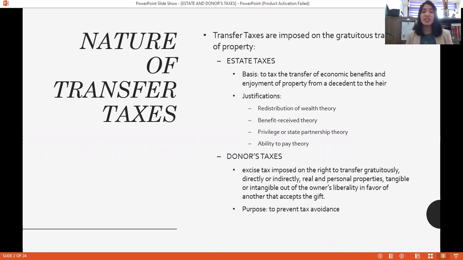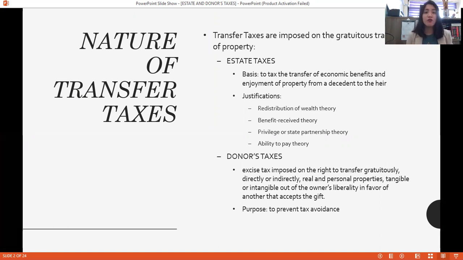So yung transfer taxes are taxes imposed on the gratuitous transfer of property. So kung meron kayong background regarding contracts or obligations, di ba meron tayong classification ng contracts according to cost or consideration. So may tatlong klaseng cost or consideration. We have onerous, meaning to say, meron siyang kabayaran.